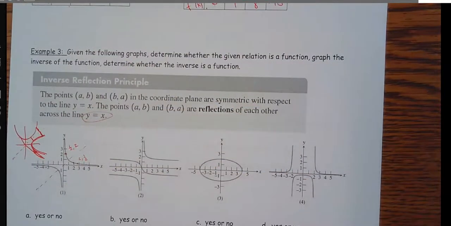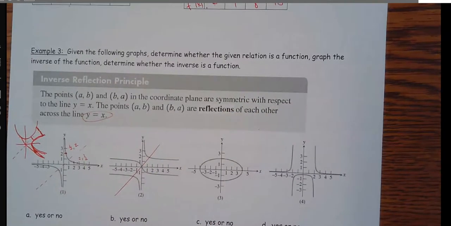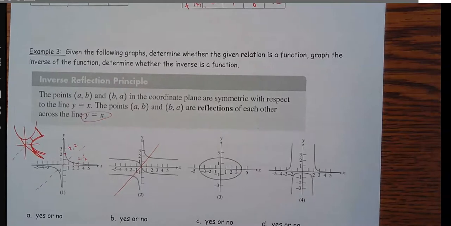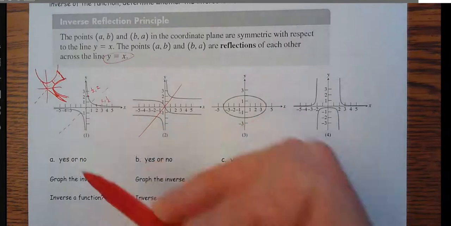Now this one, take that line right there, and we want to reflect all of these points across that line. Now this one gets a little crazy. Actually, I'm sorry, let's go down here and answer these.